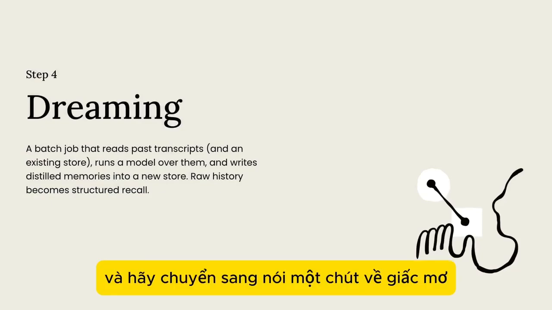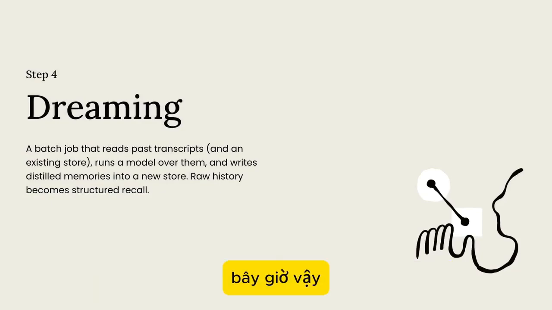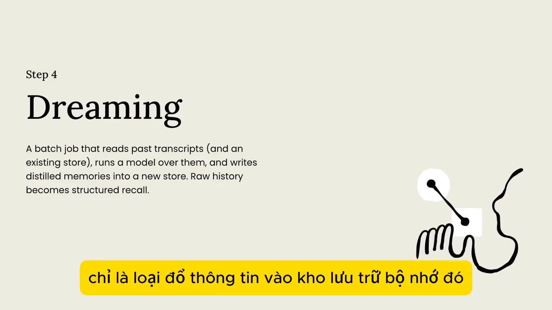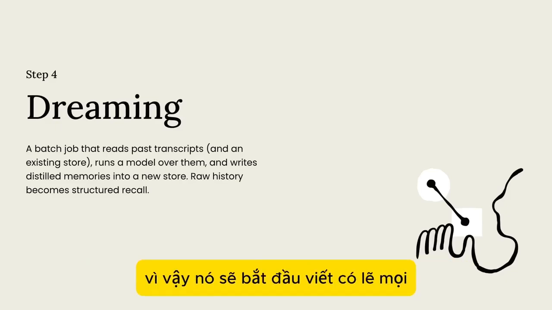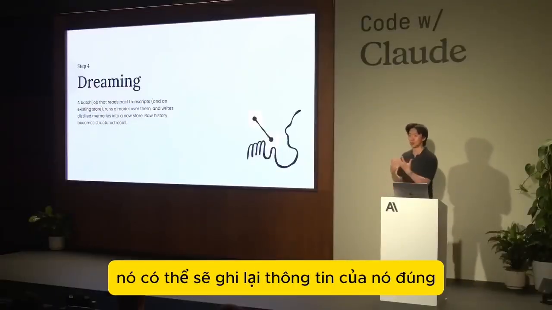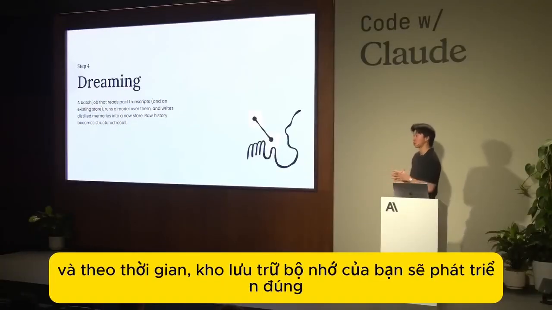And let's move on to talk a little bit about dreaming now. So when you have agents that are reading and writing to this memory store over time, we've noticed that oftentimes they can start just dumping information to that memory store. So it'll start writing maybe every task that you ask it to do, it'll maybe record information, right? And over time, your memory store is going to grow, right?